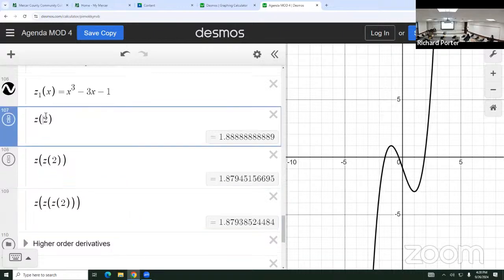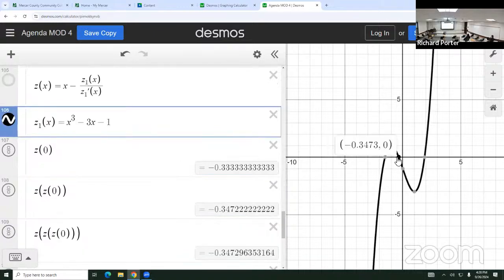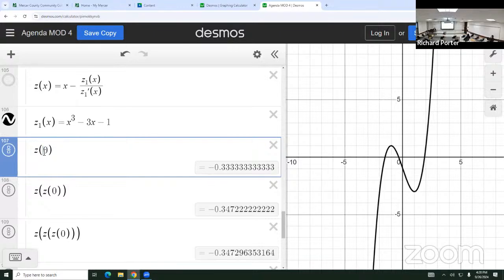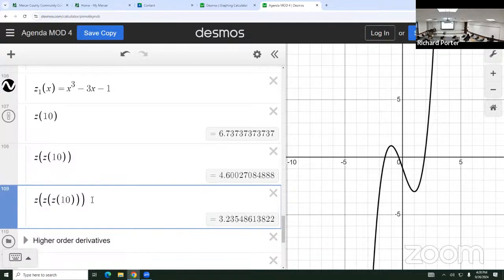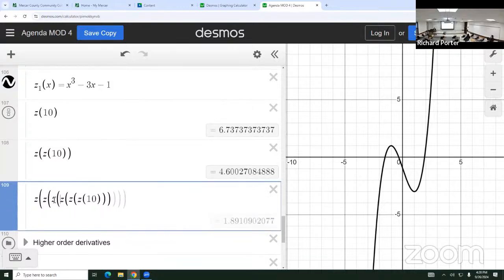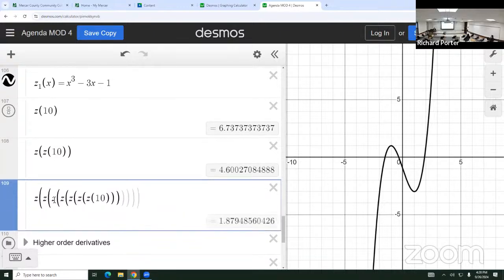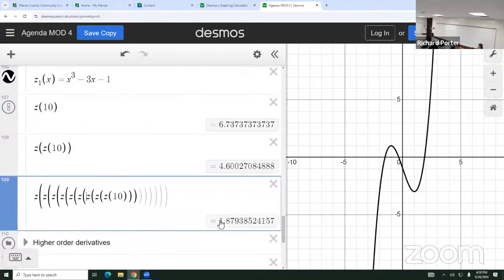What if I try a different guess that's awful? I don't know, zero. Zero gave us this one right here. What if I use a really big one, like 10? See, 10 isn't done finding an answer yet, so we have to keep going. So it's around 1.8. Found the 1.81.